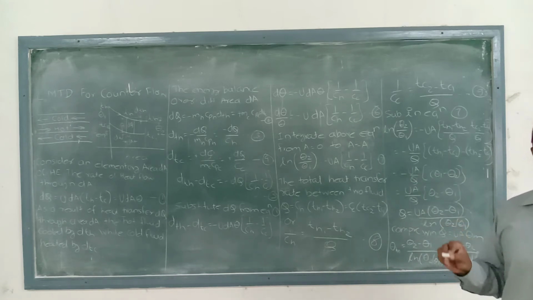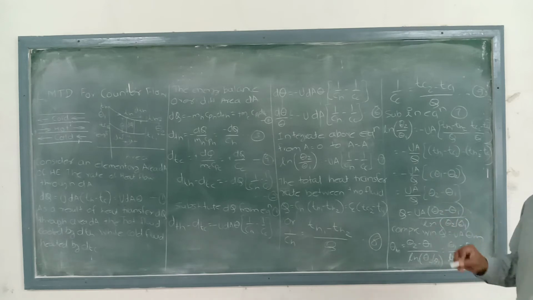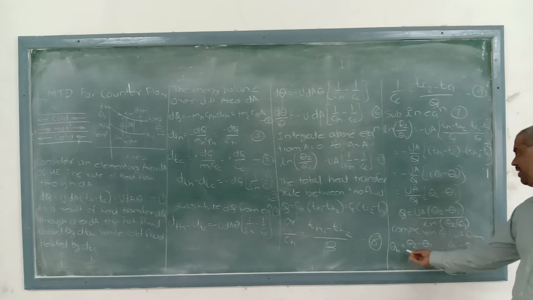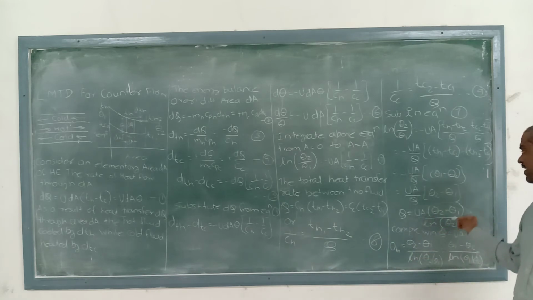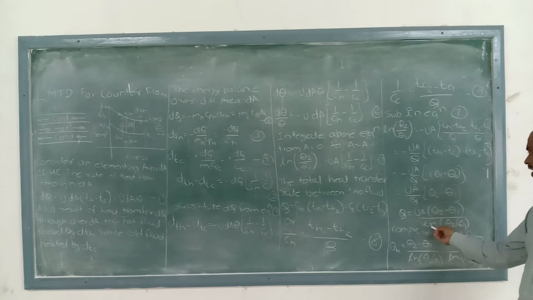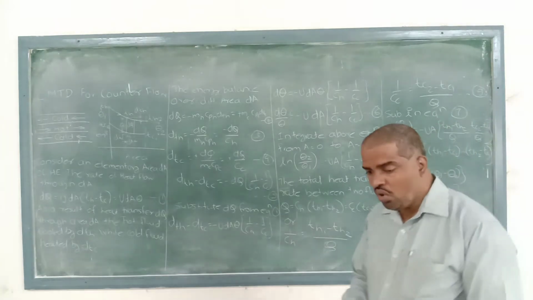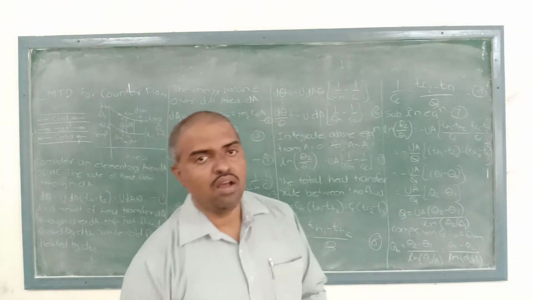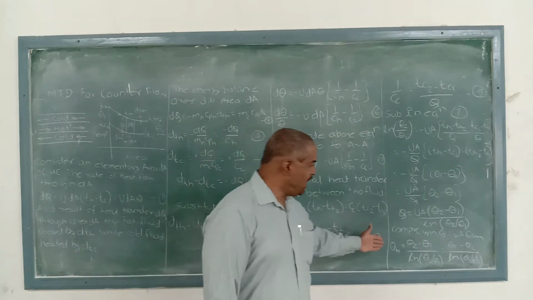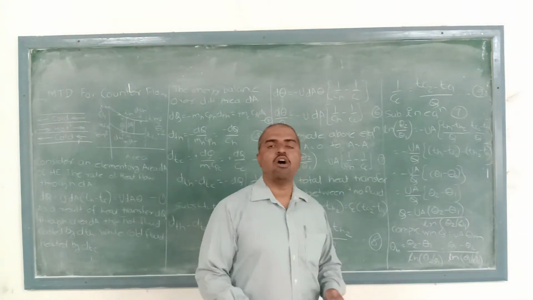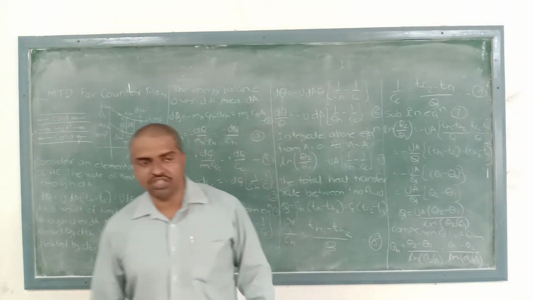which is the LMTD, the logarithmic mean temperature difference. So for the counter flow heat exchanger, theta m is equal to (theta 2 minus theta 1) upon ln of theta 2 upon theta 1, or we can write (theta 1 minus theta 2) upon ln of theta 1 upon theta 2. So we can observe the LMTD method for the counter flow heat exchanger.